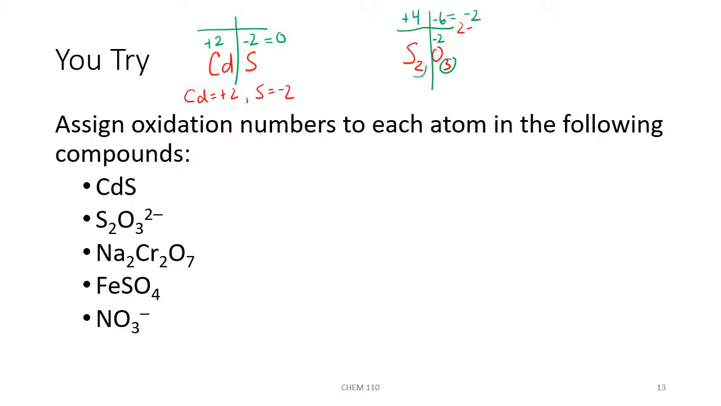We have 2 sulfurs in this compound, and we want to determine the oxidation number of just one sulfur. So we're going to take our +4 and divide by 2. That gives each sulfur an oxidation number of +2. When listing the answer, we would say sulfur equals +2, oxygen equals -2.